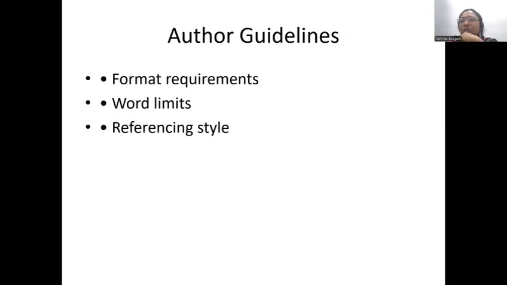Then you may find other guidelines in the journal, such as format requirements, and in some journals word limits will be given. And as I told you, the reference style will be given, either Vancouver, APA, or MLA. So many styles are there. Which style you have to follow will be given in the journal.